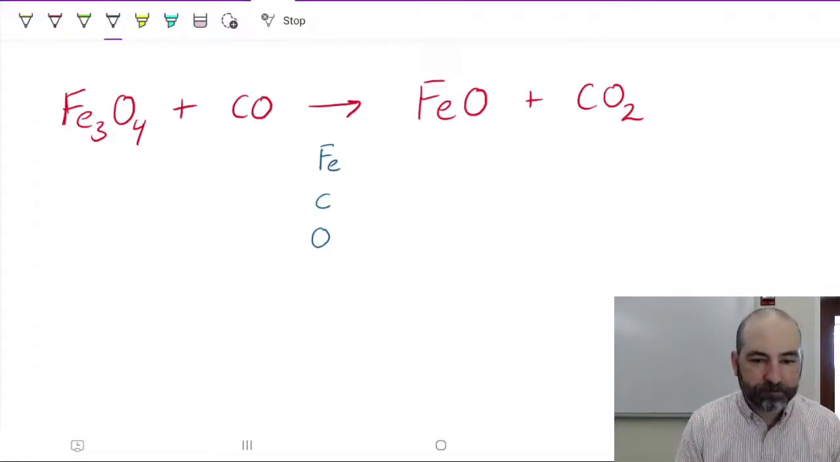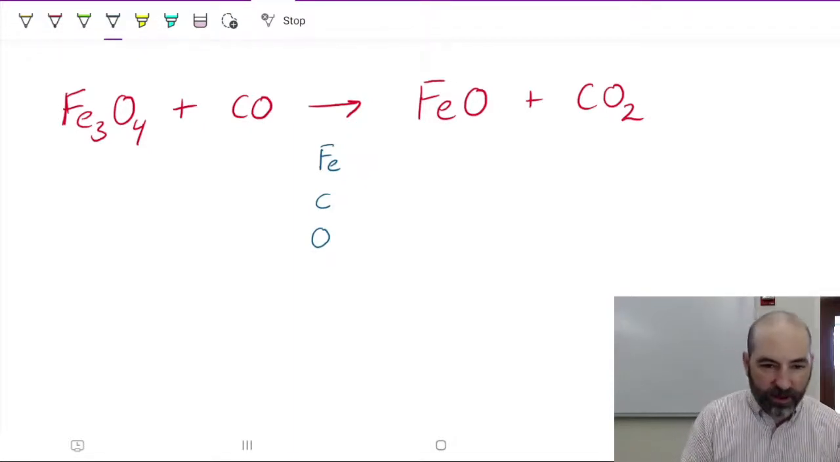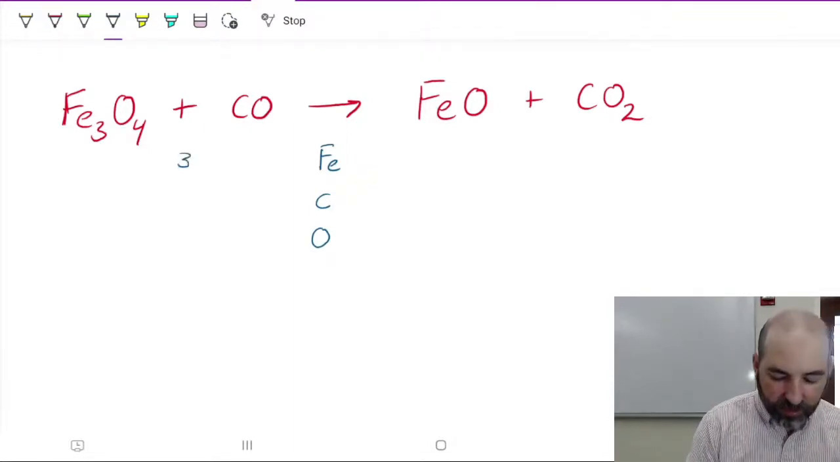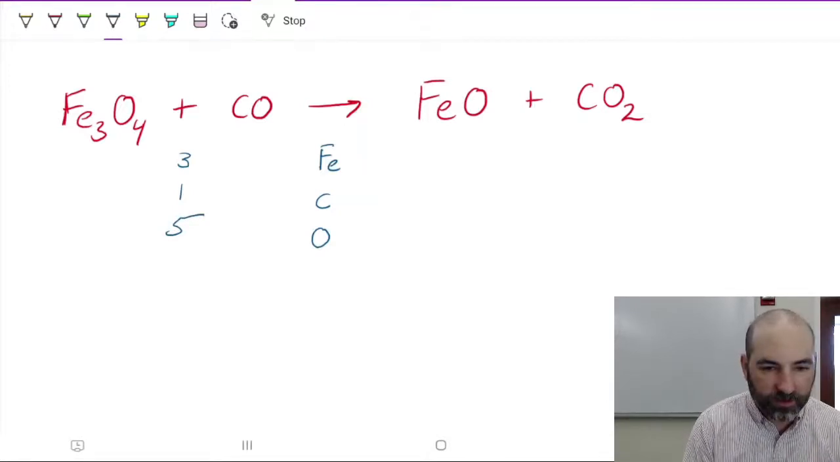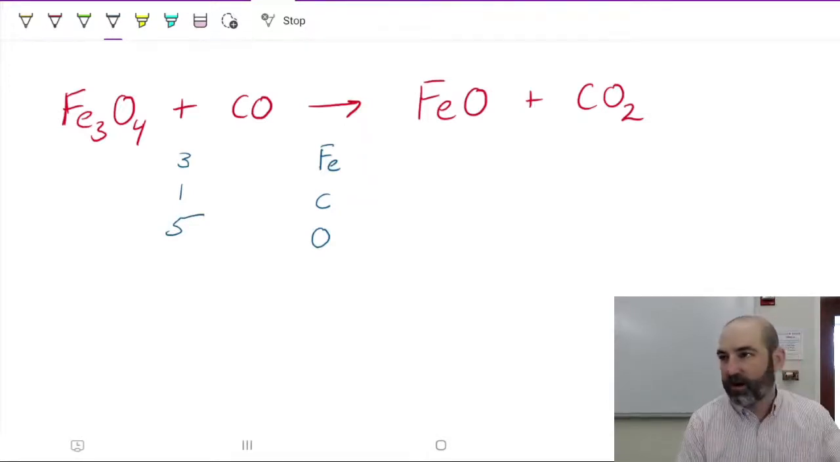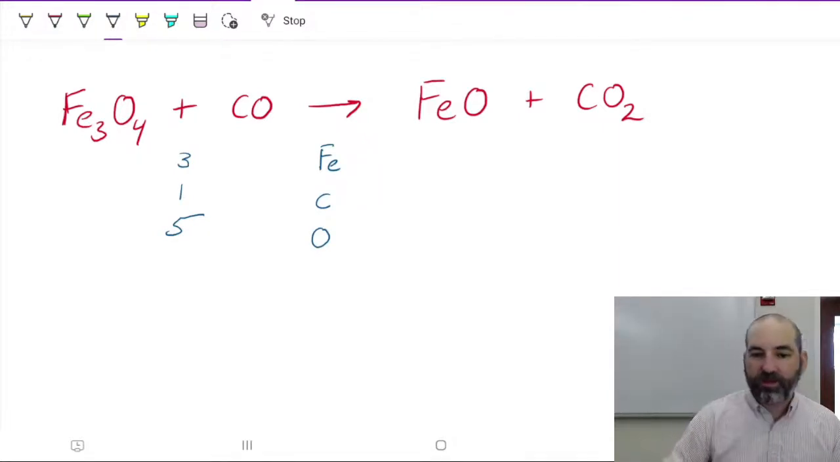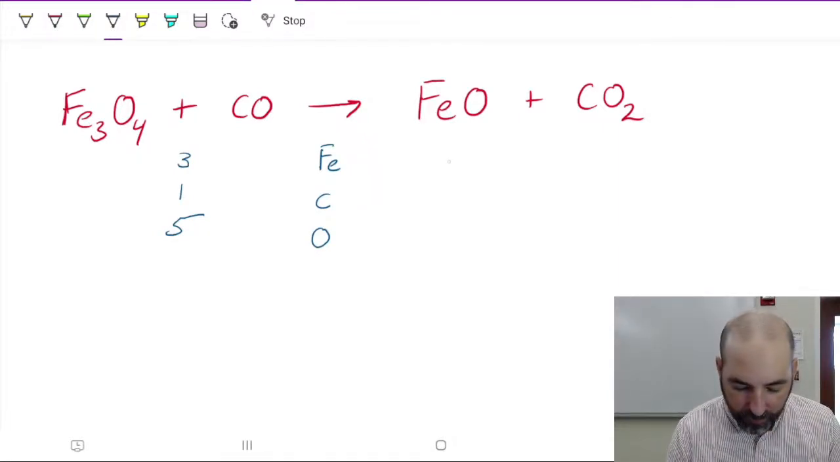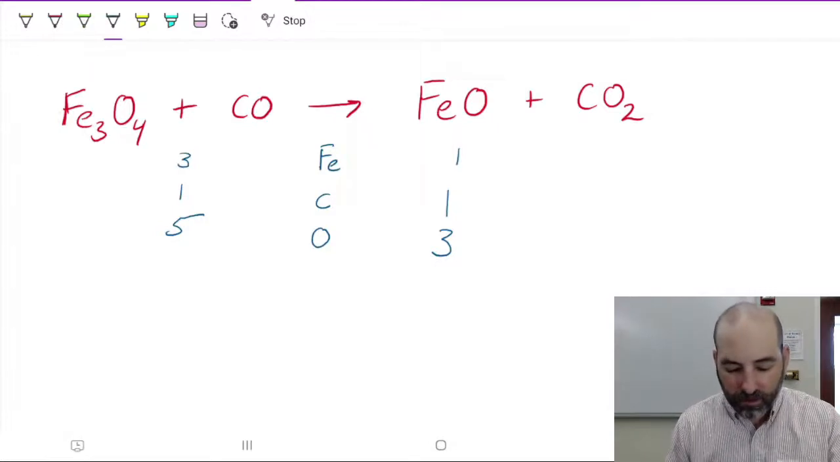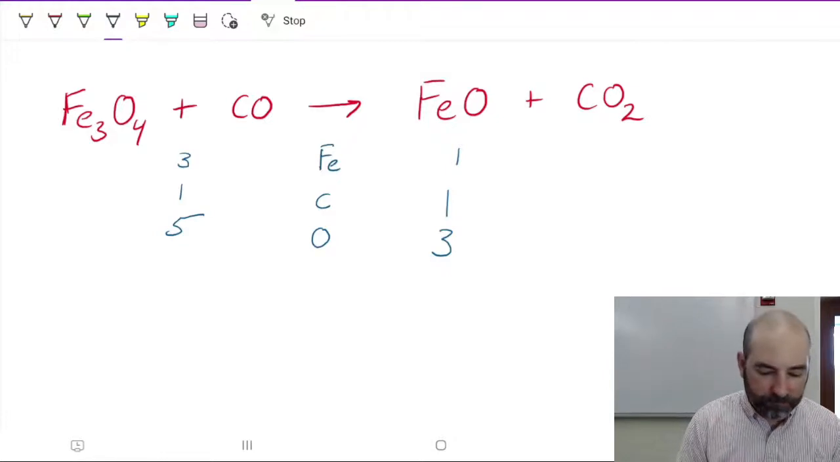And then we're going to count up the number on each side. So on the left side, we're going to sum everything together. On the left side, we've got 3 total Fe's. We've got 1 total C, and we've got 5 total O. The 5 total O comes from the 4 from the first compound and the 1 from the second compound. And then on the other side, we've got 1 Fe, 1 C, and 3 O's. With me so far? Good? Okay.